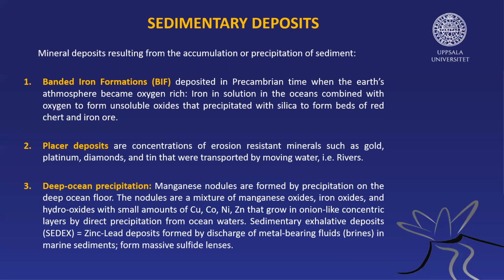And what happened is that when oxygen began to be released in the atmosphere, iron that was in solution in seawater combined with oxygen and formed insoluble oxides that eventually precipitated with silica to form beds of red chert and iron ore.